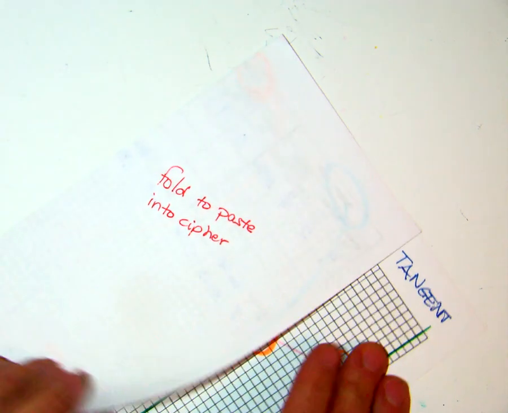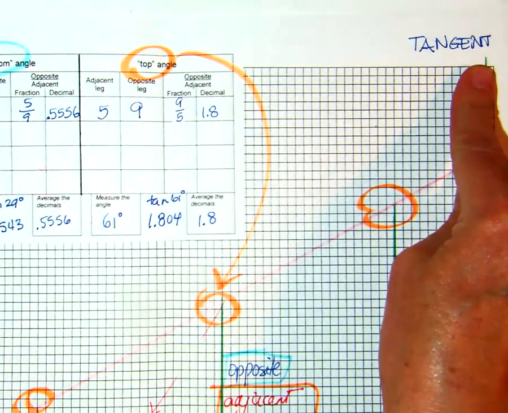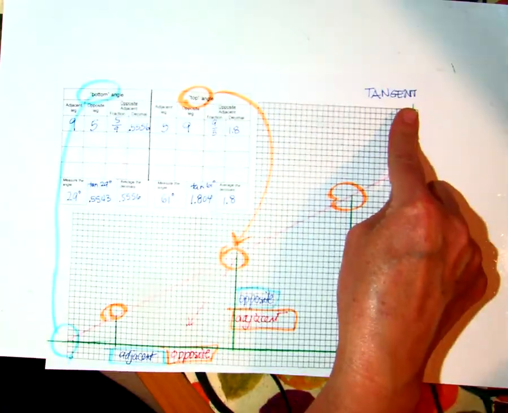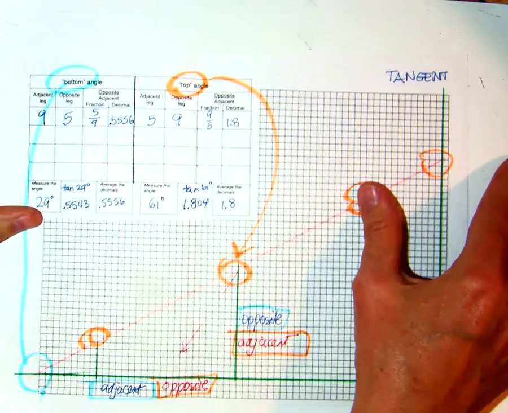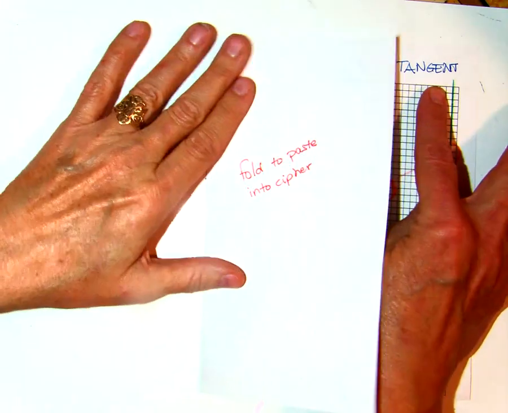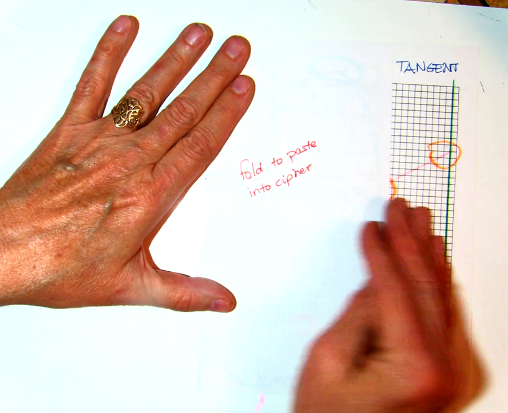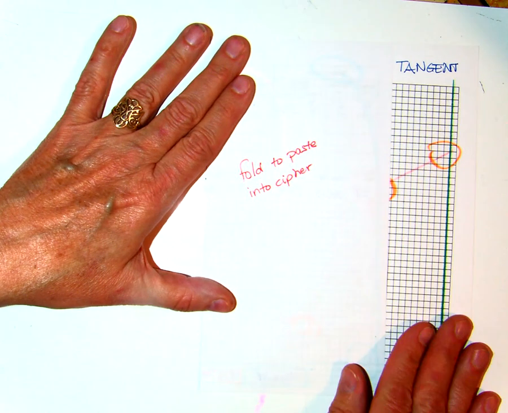Okay, to be able to put this into your cipher, I'd like for you to fold it. You don't need to write on it, but write the word tangent up here so that you'll know what it is. I like you to be able to see things at a glance when they're in your cipher, so you don't have to waste time. So write tangent up there. You can put tangent discovery here or something here if you want. That would work too. Fold it so that you can still see the tangent.